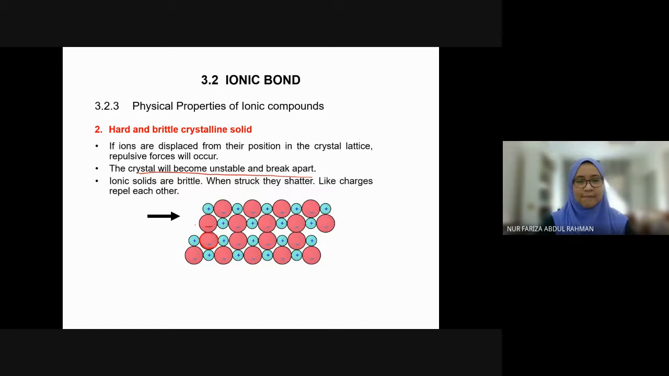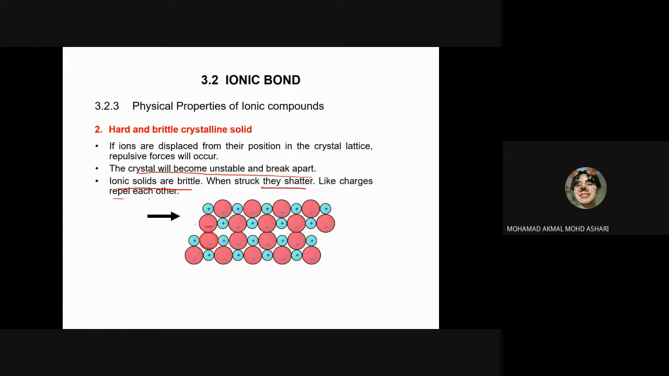Negative will meet the negative ion. Positive will meet the positive ion. So we know that this will repel. They will repel each other. Same charge will repel. So bila dia repel, dia menolak. Tu yang dia break tu, dia break apart. Okay, interesting kan? So that's why ionic solids are brittle. Bila you bagi force saja dia break. Okay, when struck they shatter because like charges repel each other.